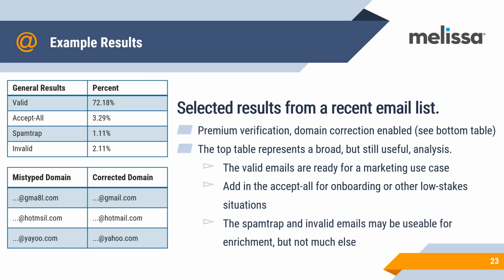And then here's a couple examples of our domain correction in action. This option can be turned off or on. It's on by default, but it just corrects common typos. For instance, GMA8L, the 8 is just above the I on a standard keyboard. Hot MSIL goes to Hotmail, things like that.